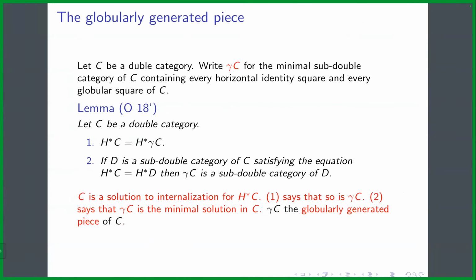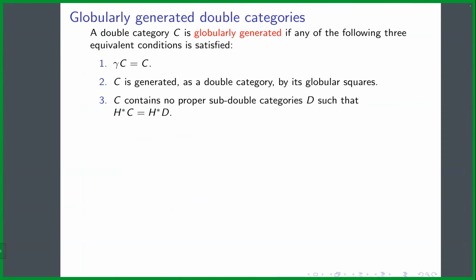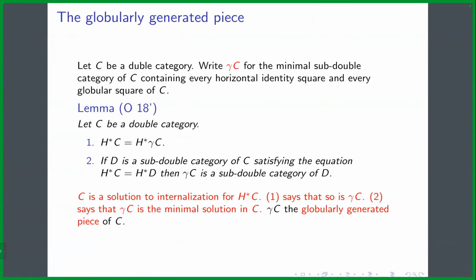So we call gamma C the globularly generated piece of C. If C is a double category, then the globularly generated piece gamma C of C is a sub-double category of C, having the same decorated horizontalization as C, and being minimal with respect to that property.